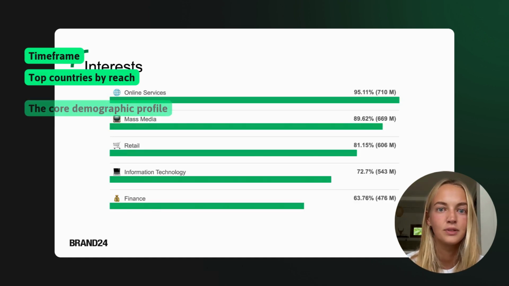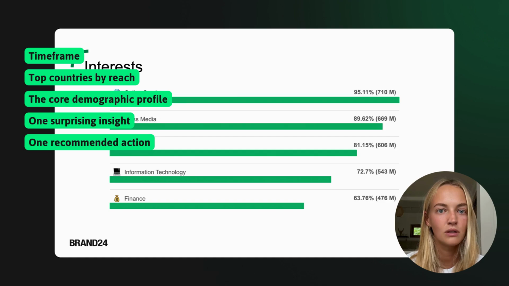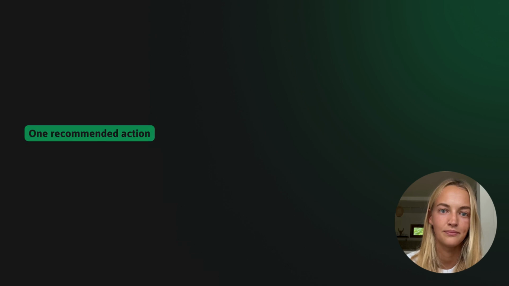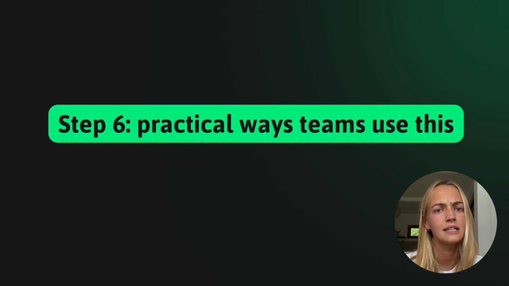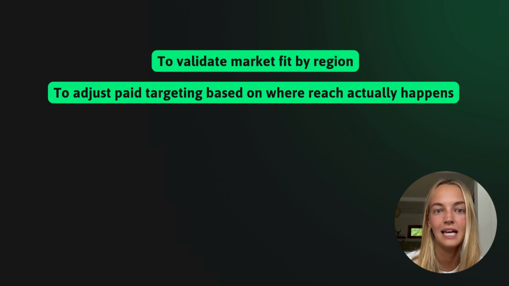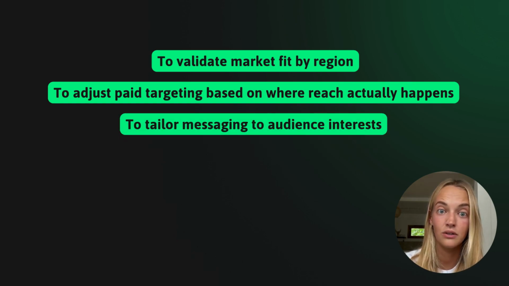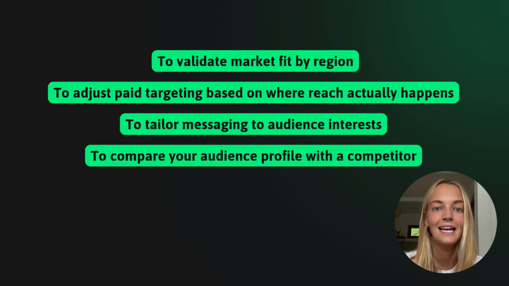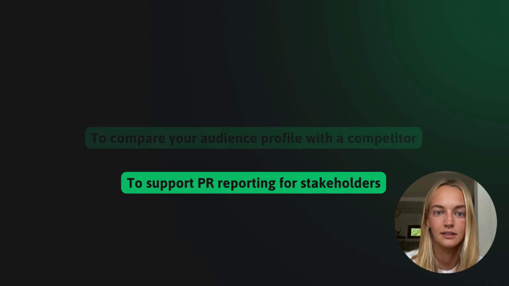Here's a quick mini checklist you can reuse in your reports. Include the time frame, top countries by reach, the core demographics profile, one surprising insight, and one recommended action. Step 6. Quick practical ways teams use this. To validate market fit by region, to adjust paid targeting based on where reach actually happens, to tailor messaging to audience interests, to compare your audience profile with a competitor, and to support reporting for stakeholders.